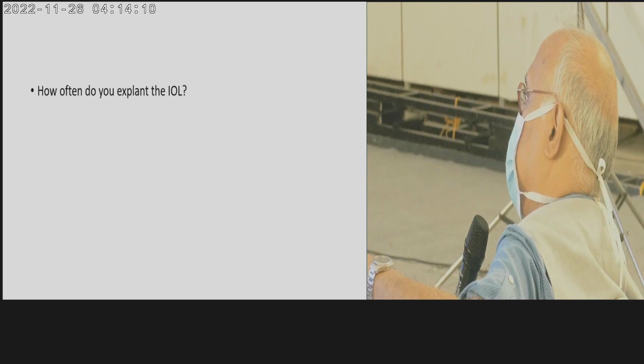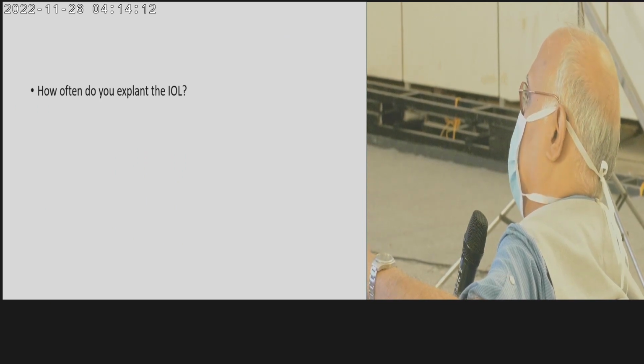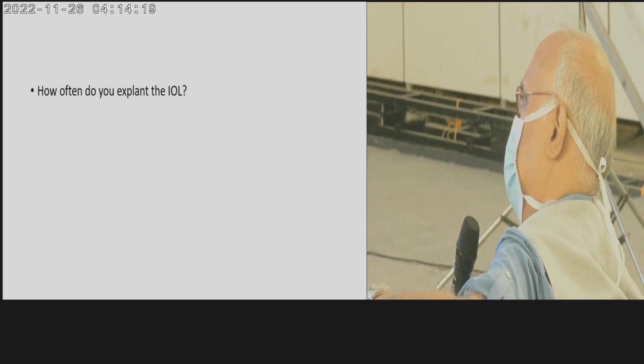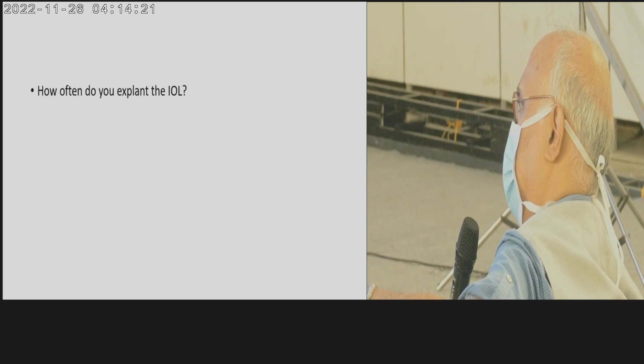Vitrectomy has become such that we can do it. And how often do you explant the IOL in an endophthalmitis? Not at the initial vitrectomy. Because it has got medico-legal implications also, if I am not wrong.